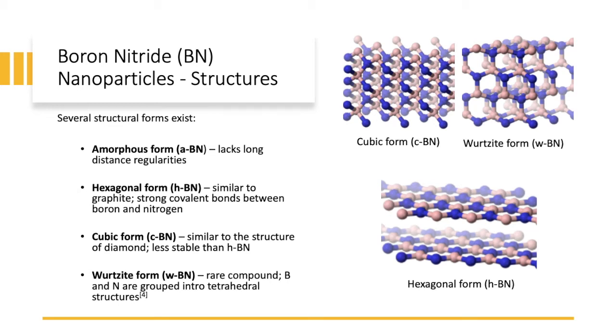It's a little bit easier to see with the images on the right. As you can see, the cubic form has a cubic structure, while the wurtzite form has more of a tetrahedral structure. The hexagonal forms are kind of like sheets that lay on top of each other, one right after the other.